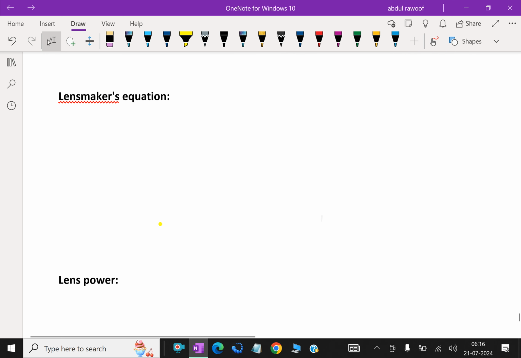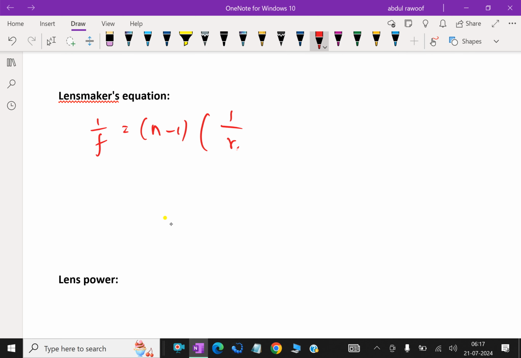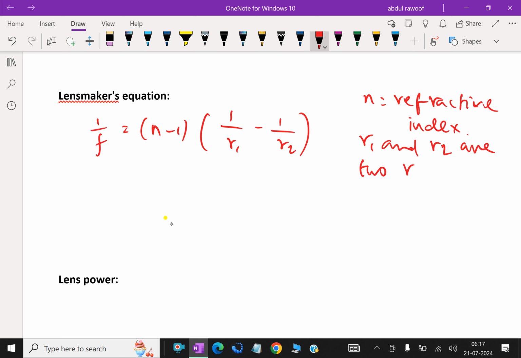Next one, lens maker's equation. What is the lens maker's equation? 1/f = (n - 1)(1/r1 - 1/r2), where n is the refractive index, and r1 and r2 are the radii of curvature of the two lens surfaces.